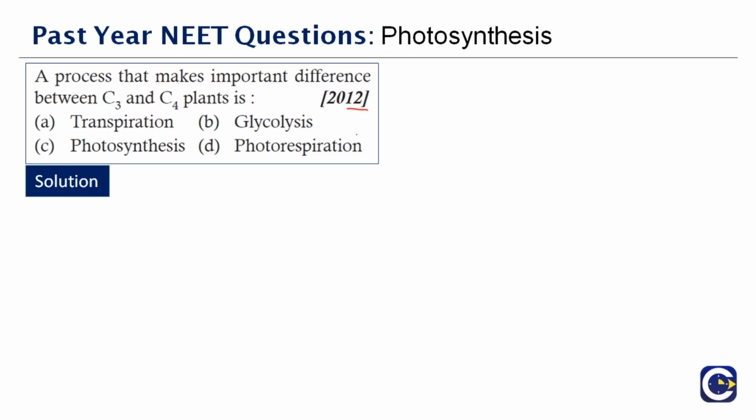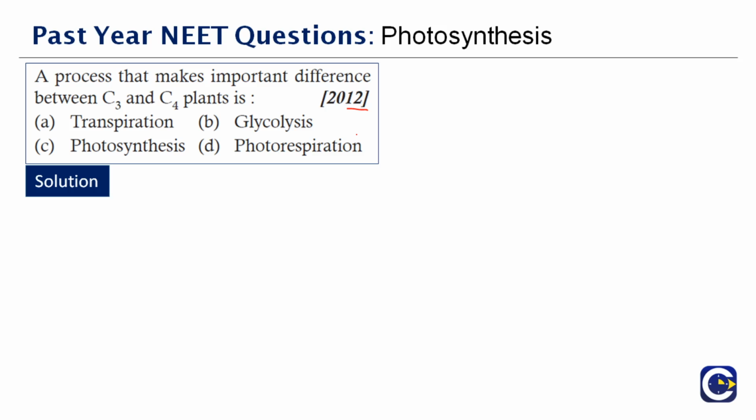Why I'm telling this is because they are asking us the difference between C3 and C4 plants. You're given four options here: transpiration, glycolysis, photosynthesis, and photorespiration. Obviously, photosynthesis, they have not asked about the temperature here. Of course, there's a variation in temperature, but still, the temperature we talk about will enhance or degrade, or will not enhance the photosynthesis process. Now, when you look at this question, they're asking us the difference between C3 and C4 plants. The major difference is the temperature.